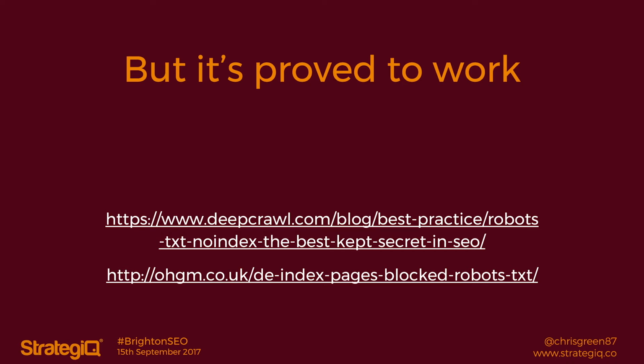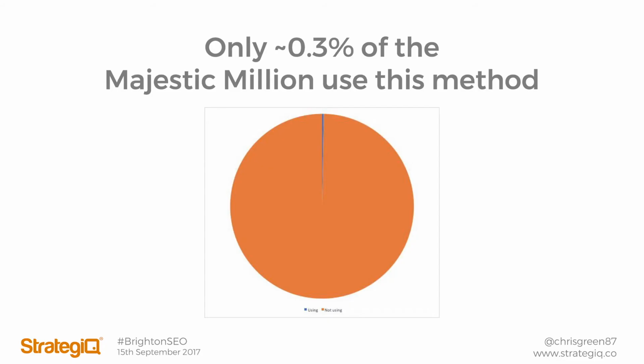So this is kind of a have your cake and eat it scenario. You can tell Google to noindex the page, and then tell it to stop crawling it, which works nicely. Now, exactly how small this implementation is, we've crawled the Majestic Million, and about 3%-ish of those sites with valid robots text files use it. So if you are using it, you are in the very tiny minority.